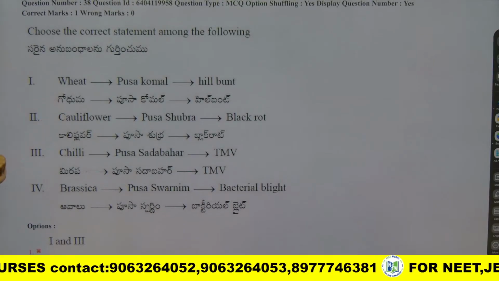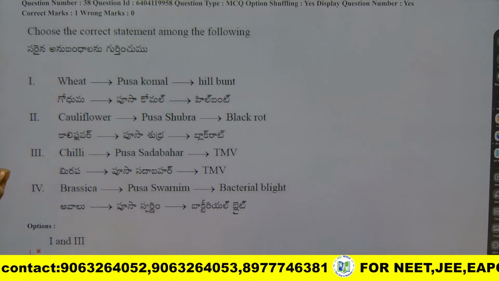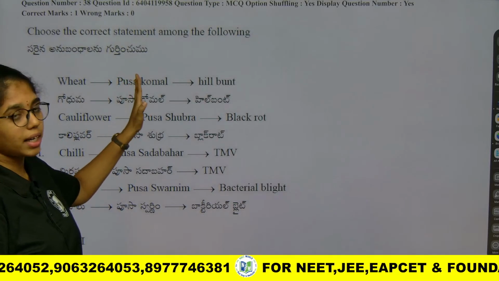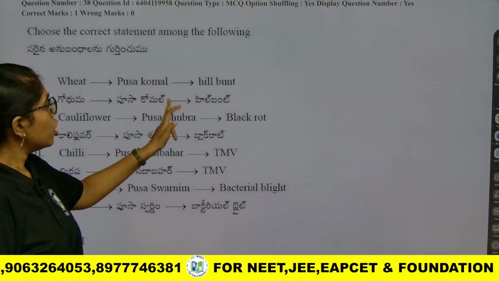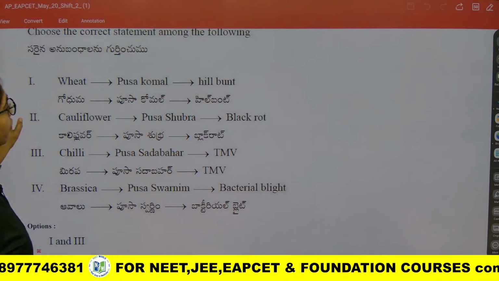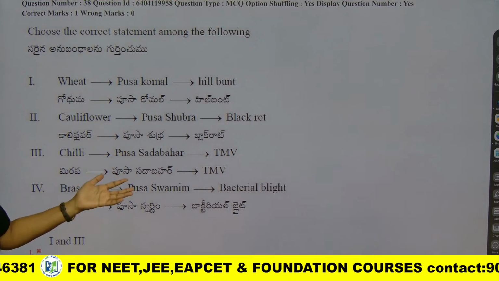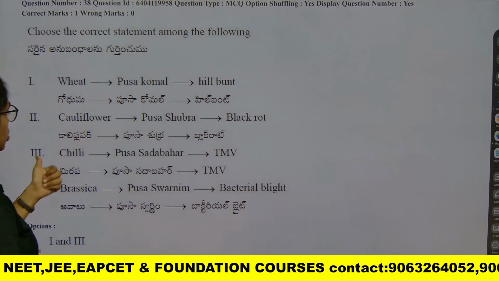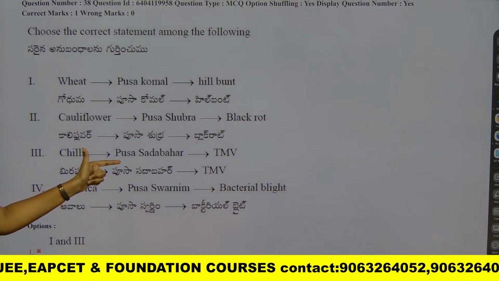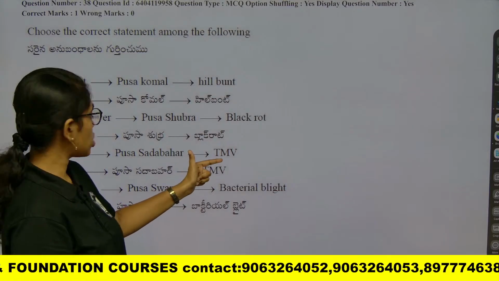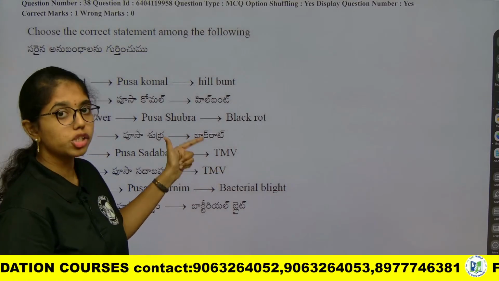So this is also from strategies ma. Wheat with Himgiri variety. Wheat has what variety? Variety name is Himgiri, not Pusa Komal. So this is wrong. This is against hill bunt, that is true. Cauliflower has two varieties, Pusa Subra and Pusa Snowball K1. This is against black rot, that is true. Chili, Pusa Sadabahar, that is true. This is against TMV, tobacco mosaic virus or chili mosaic virus or leaf curl.